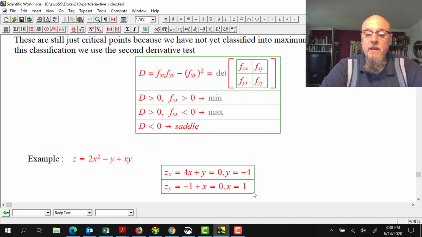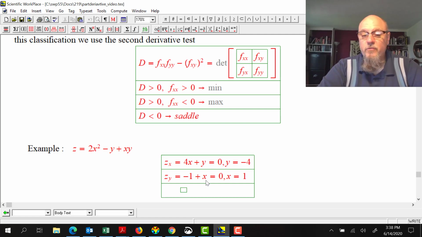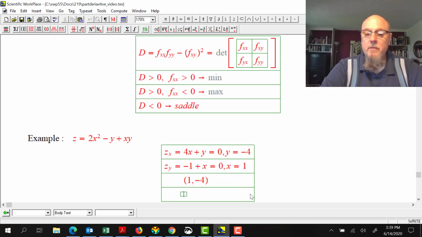So we only got one. Well, these are two lines, right? The two equations are two lines and they intersected at one point. Our critical point then is (1, -4). The slope's flat in both directions there. So there's our critical point. Is it a maximum or a minimum?